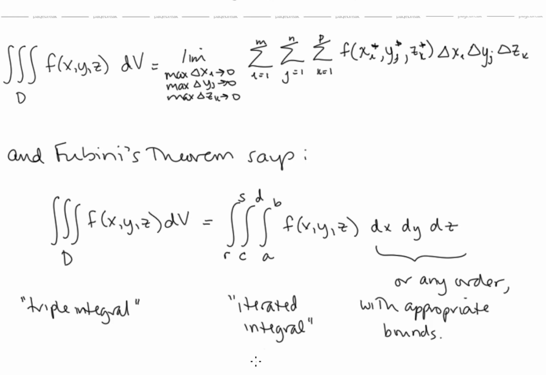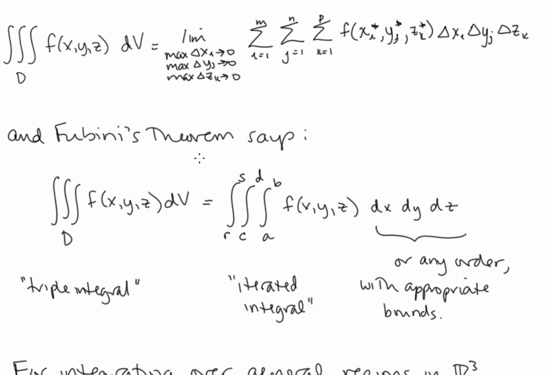Just like we had in double integrals, we have Fubini's theorem that says this triple integral is the same as the iterated integral. So now we know how to compute this triple integral. And note here what I have written. I have dx, dy, dz. Notice the bounds on x are a and b, the bounds on y, c and d, the bounds on z, r and s, just like the image of the domain that we had.